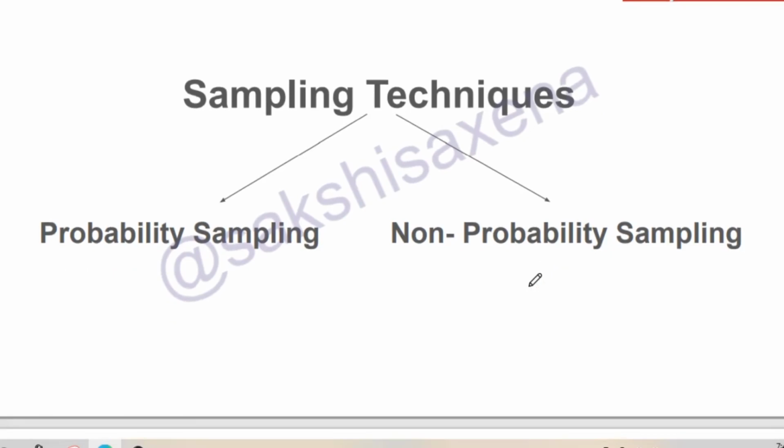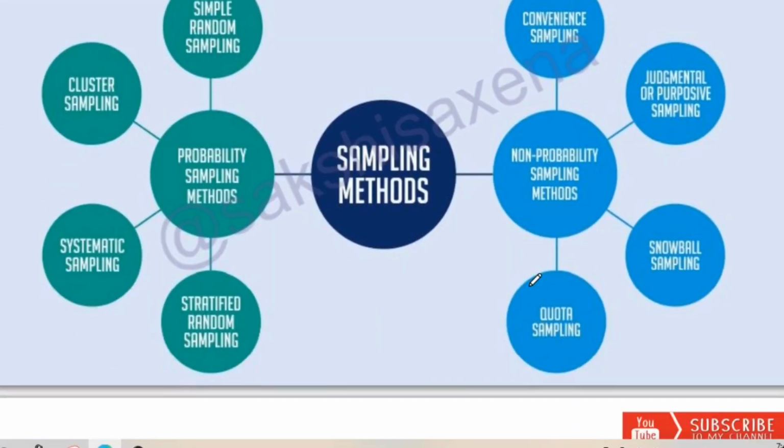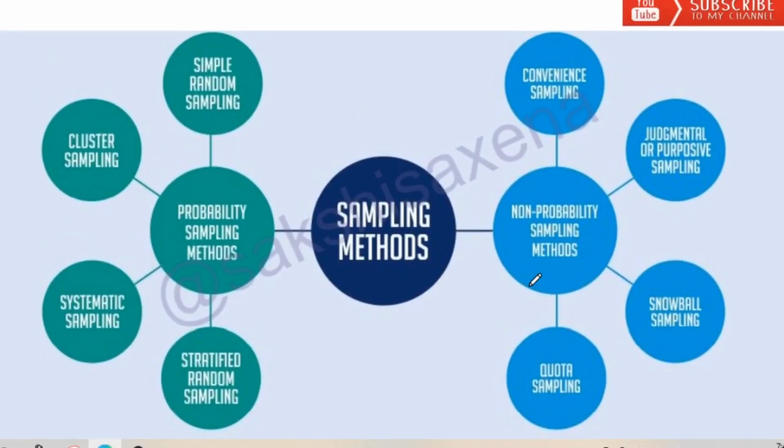I hope you will get the answers to all your questions in today's video, and I will try to clear all your doubts relating to this topic. So in the probability sampling method we have to study four types of methods: simple random sampling, cluster sampling, systematic sampling and stratified random sampling. We will discuss them one by one.